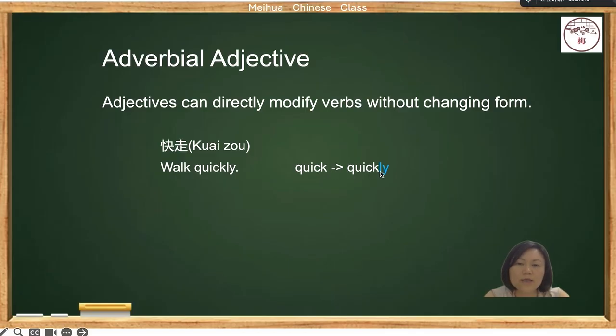Quickly is the adverb. Can we say walk quick? That's incorrect in English as per grammar, right? Only an adverb can modify or restrict the verb in English. An adjective cannot modify a verb in English. But in Chinese, it can, and it doesn't require form change.